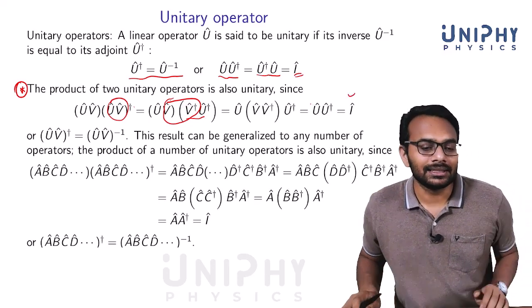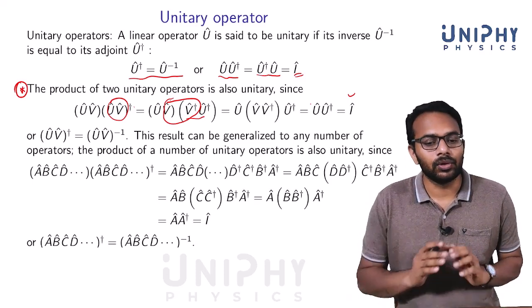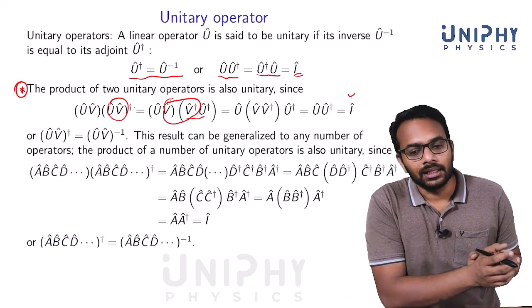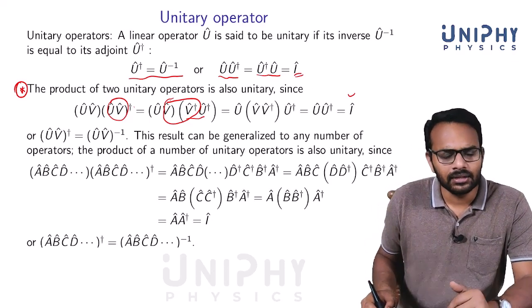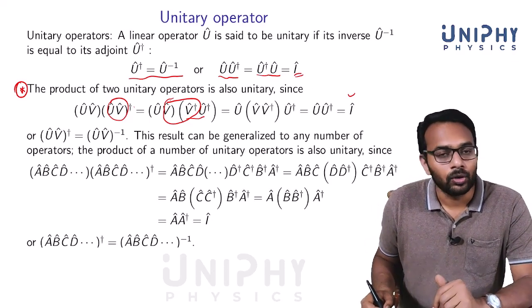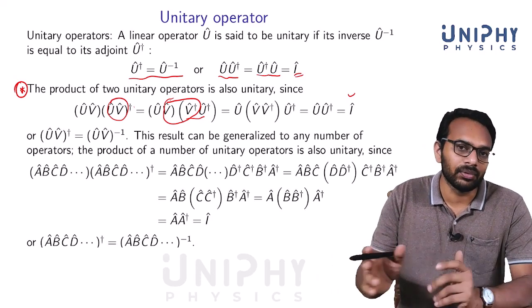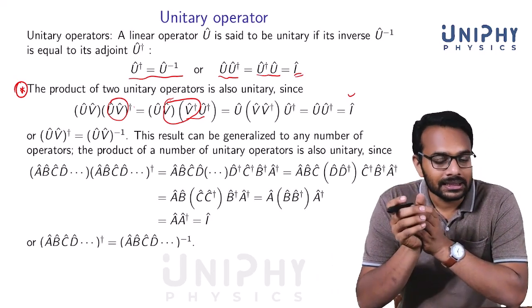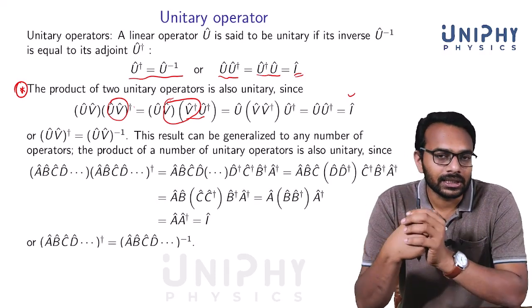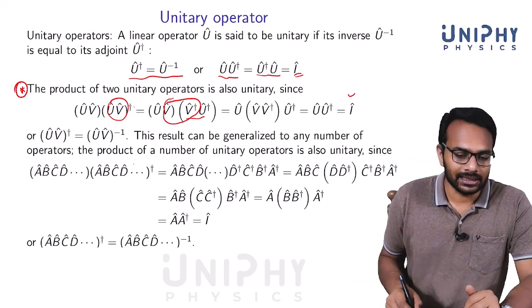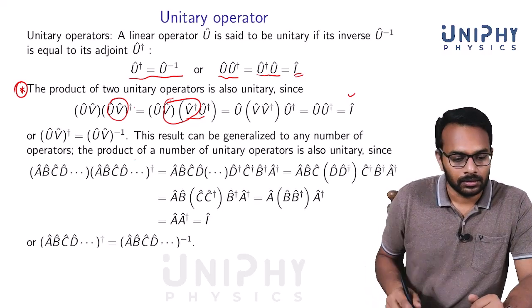It's a thing that you need to remember, that the product of two unitary operators is also a unitary operator. This is true actually for any number of operators. If you have n unitary operators, the product of all these unitary operators will also be a unitary operator. You can check that here.